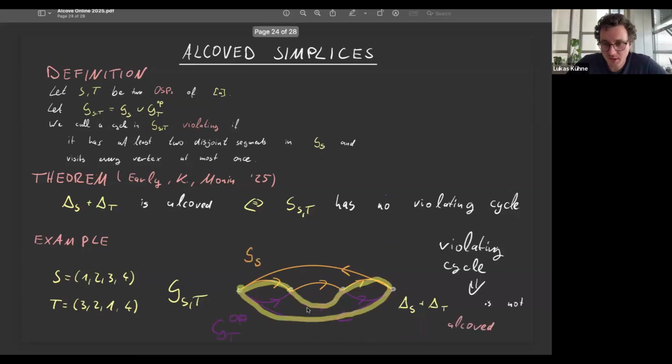And now we can easily find such a path which loops, changing between upper and lower edges, which is such a cycle, which I call violating, and this shows that the sum of these two Alcoved simplices is not Alcoved. That's the smallest example where this happens, an example where we have two simplices and their sum is not Alcoved. So that's one of the situations we need to avoid.